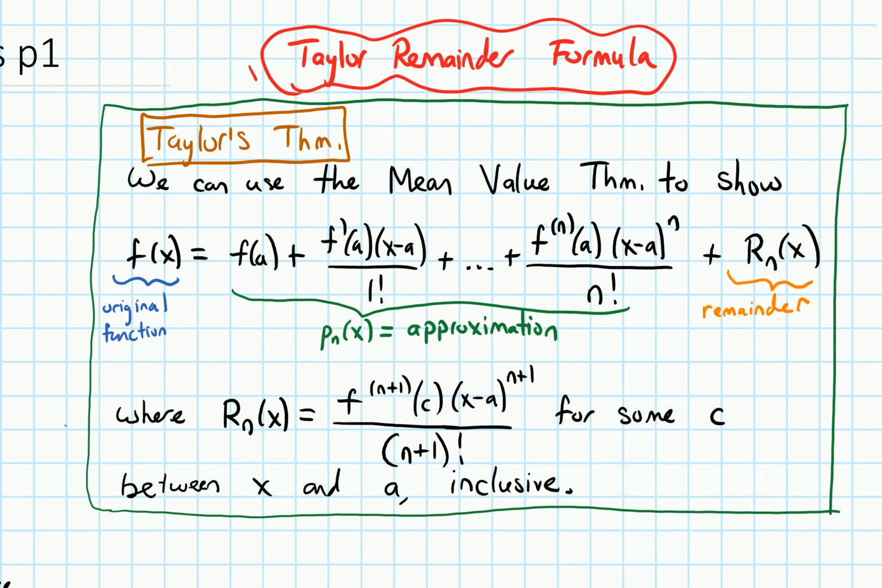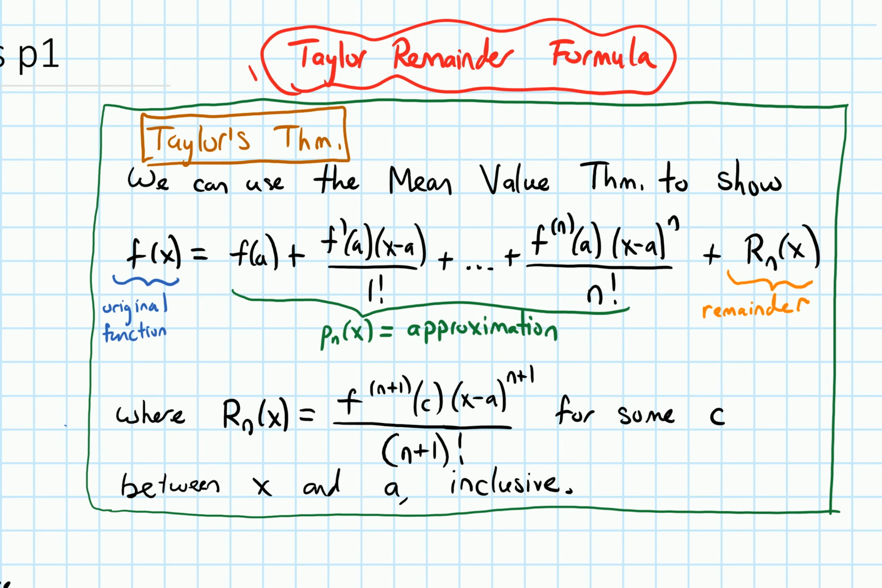This phrasing, for some c between x and a inclusive, matches the wording that we see in the mean value theorem. The key thing I want you to take away from this theorem is that when we have a function and we use its Taylor polynomials to approximate it, it's going to be off by some value, and that value is the remainder.